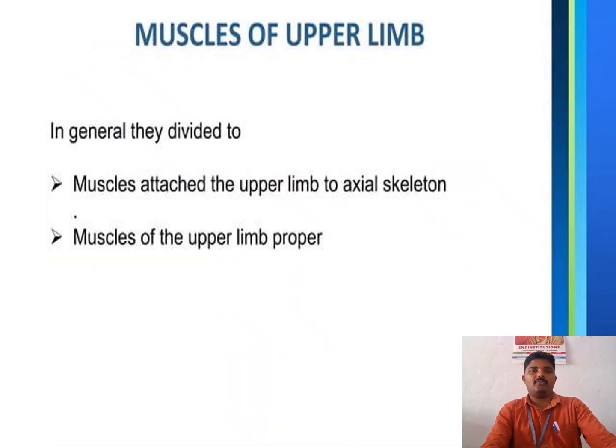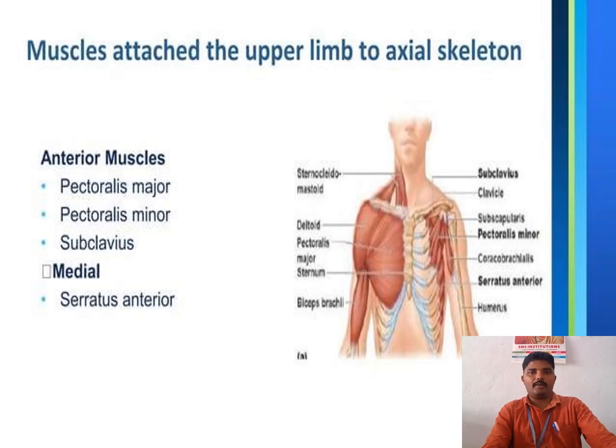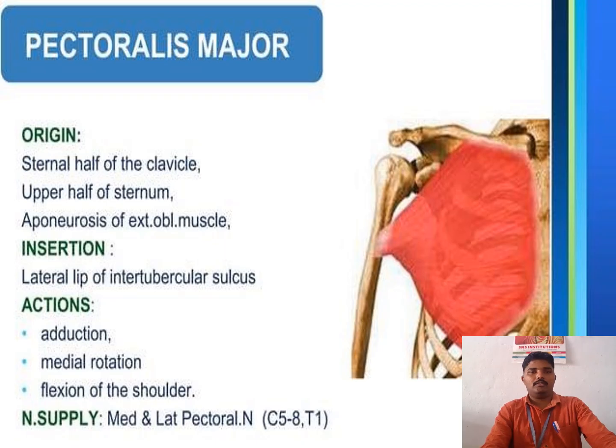Then the muscles of the upper limb. There are muscles attaching the upper limb to the axial skeleton, mainly four muscles. Anterior are pectoralis major, pectoralis minor, and subclavius. In the middle, serratus anterior. The pectoralis major has its origin from the sternal half of the clavicle, the upper half of the sternum, and the aponeurosis of the external oblique muscle. Insertion is the lateral lip of the intertubercular sulcus. Action is adduction, medial rotation, and flexion of the shoulder. Nerve supply is the medial and lateral pectoral nerves.